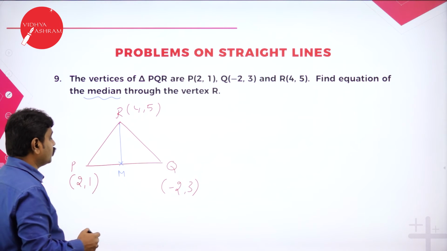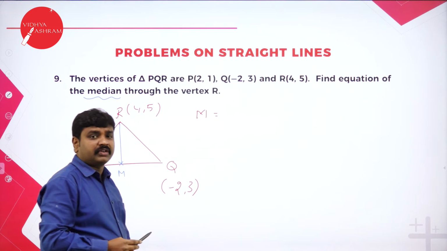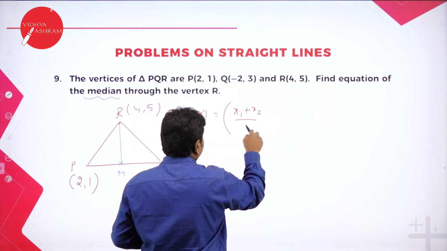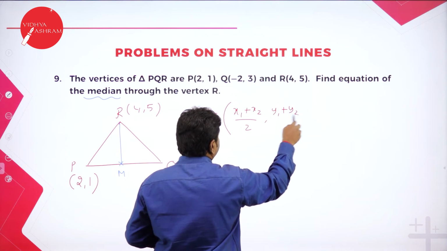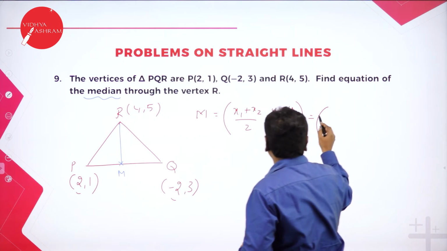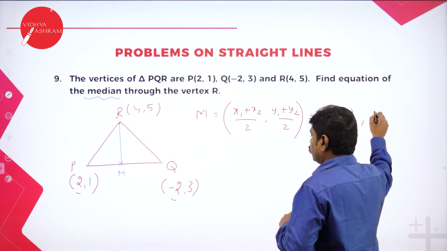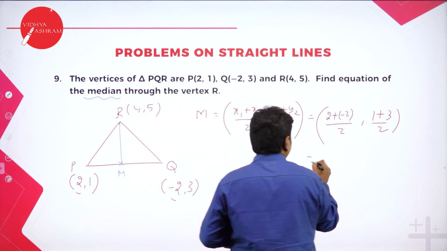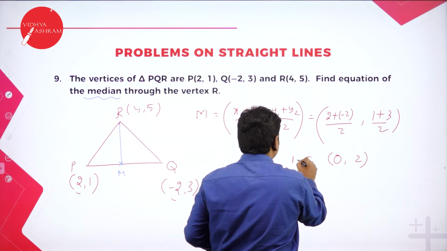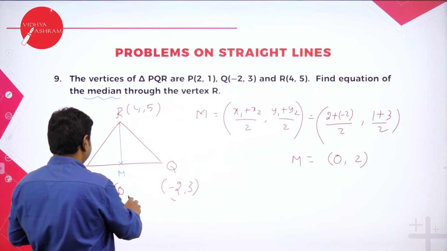M is the midpoint of PQ. How to find the midpoint? Midpoint formula. What is the midpoint formula? (x1 plus x2)/2, (y1 plus y2)/2. If I use that, x1 is 2, x2 is -2. So (2 plus -2)/2 and (1 plus 3)/2. 2 minus 2 is 0, 0 by anything is 0, and 4 by 2 is 2. So this is M. Now we got the value of M also. M is (0, 2).